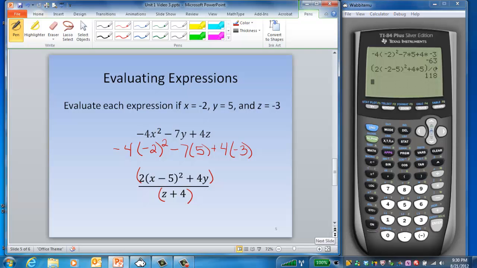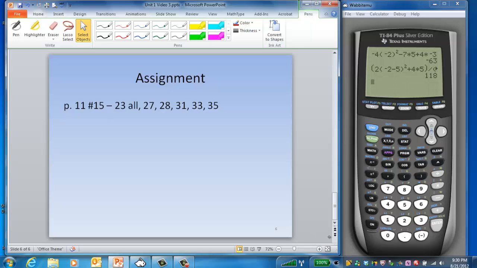So, gave you a lot of calculator skills. Use this assignment to practice them. Practice using your calculator on these. Page 11, 15 to 23 all. 27, 28, 31, 33, and 35.